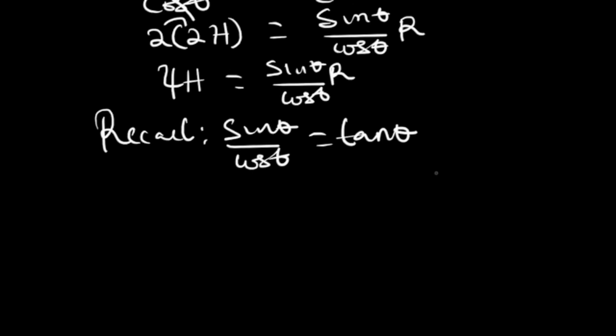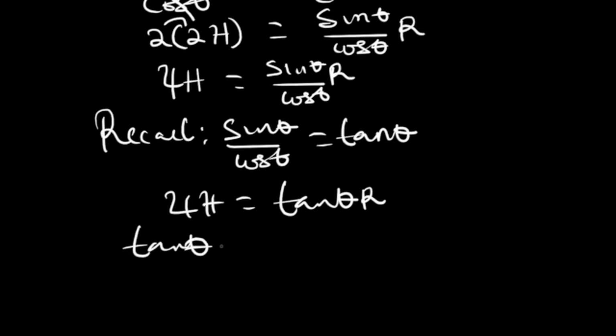Now, this implies that wherever we see sine theta over cos theta, we are going to replace it with a tangent. Therefore, we shall now obtain 4h is equal to tan theta multiplied by r. Let me write it properly. Here we have tan theta multiplied by r is equal to 4h.